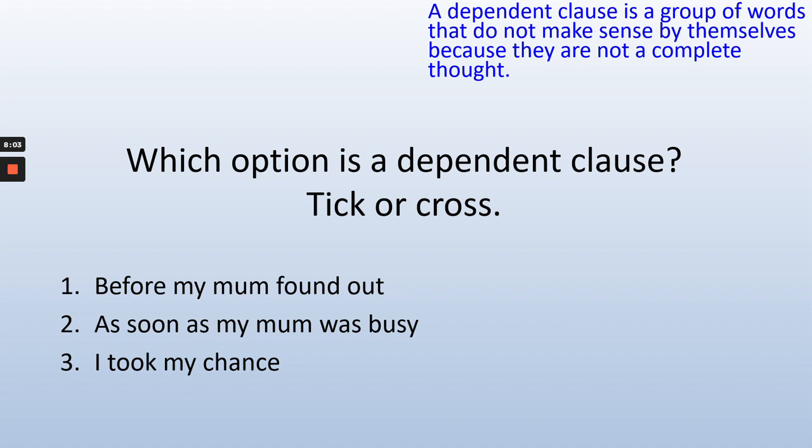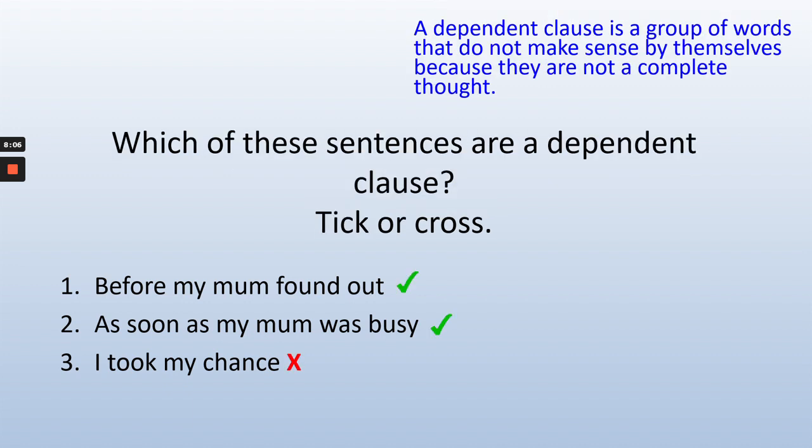Well done. How did you go? Before my mum found out, that's a dependent clause. It doesn't make sense by itself. As soon as my mum was busy, that's a dependent clause. It doesn't make sense by itself. It's not a complete thought. I took my chance. That does make sense by itself. So it's a main clause, not a dependent clause. So number 3 is a cross. Press pause if you need to fix up your answer or give yourself a big tick if you got those correct. Well done.